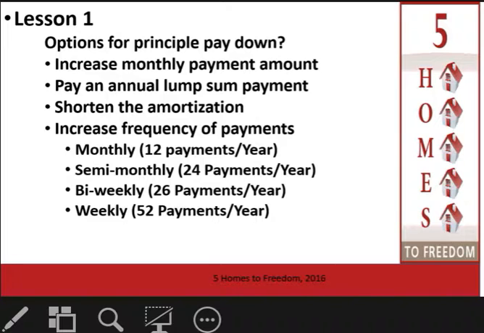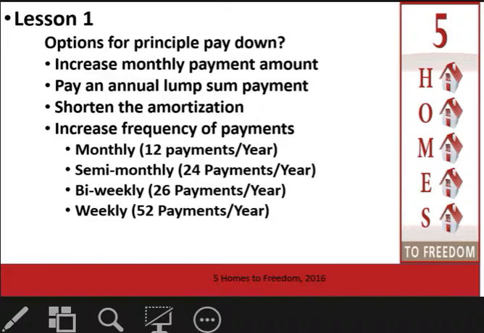The other way of paying down your principal quickly with options is shortening the amortization, meaning instead of having a 25-year amortization life cycle of your mortgage, you can shorten it down to 20 years or 15 years. You can also increase the frequency of the payments.